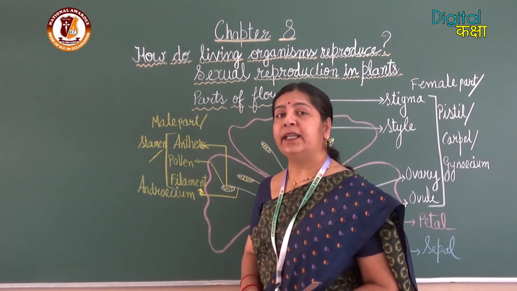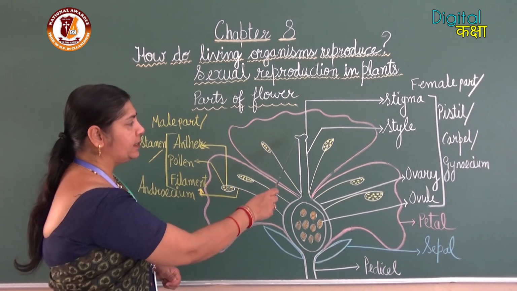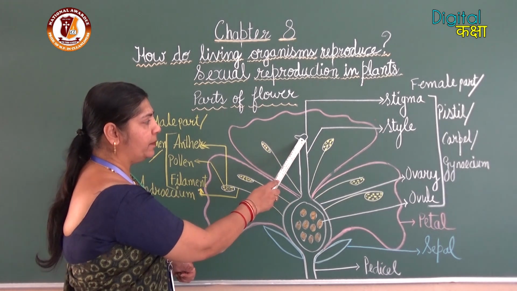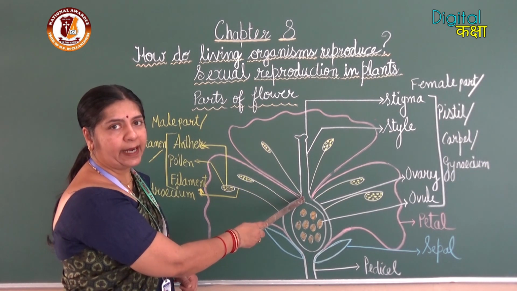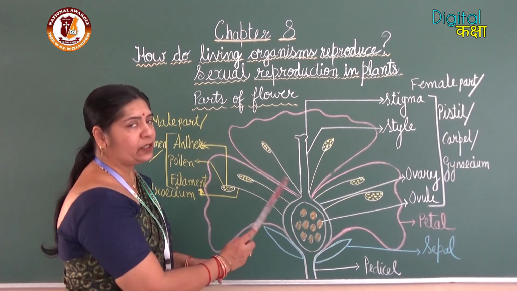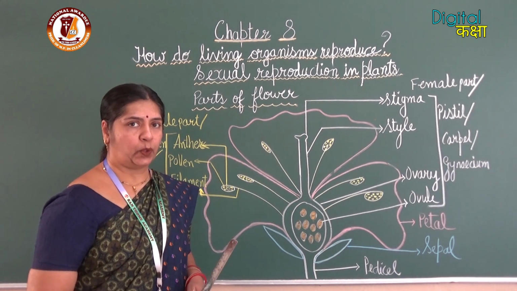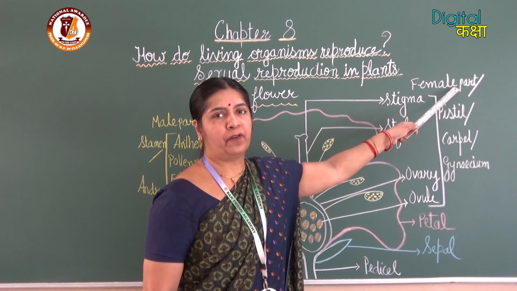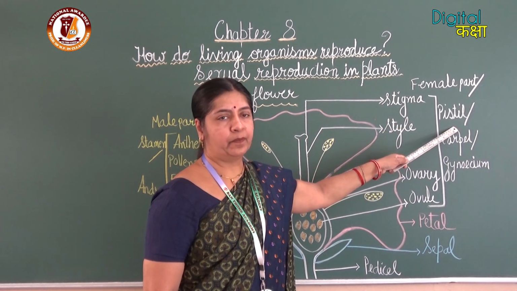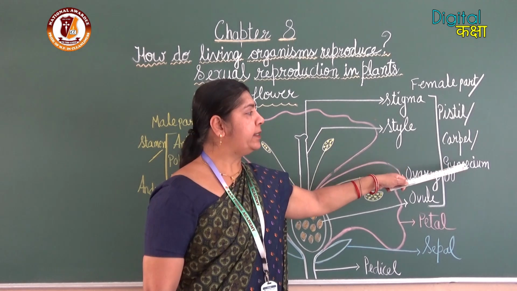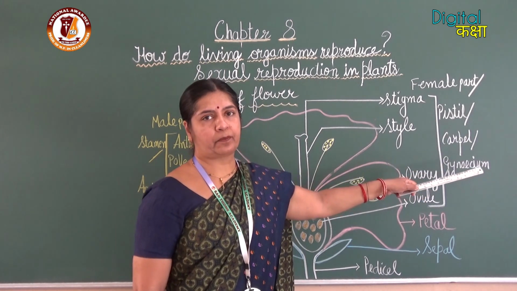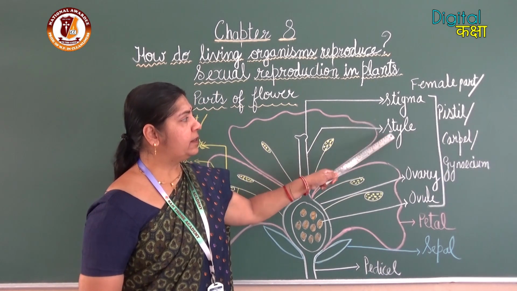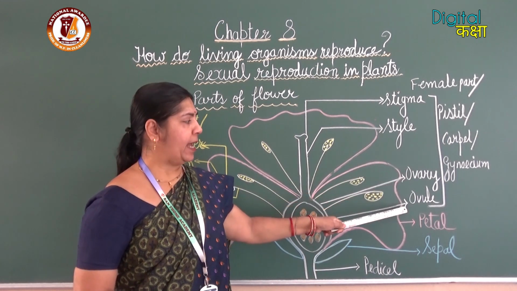After that, the innermost whorl comes, that is in the center of the flower. You will see stigma, a long tube known as style, and then a bulb-like, swollen structure known as ovary, and together they form the female part of the flower, also known as pistil, also known as carpel, and it is also known as gynoecium. So the female part consists of stigma, style, ovary and ovule.